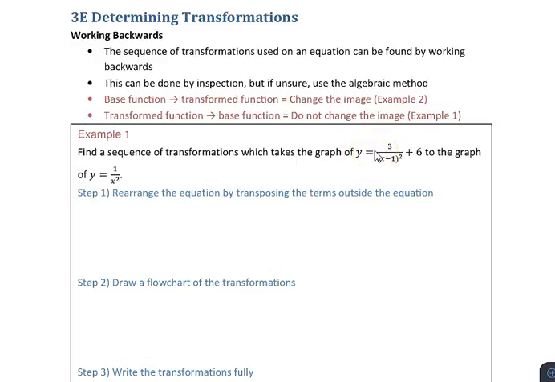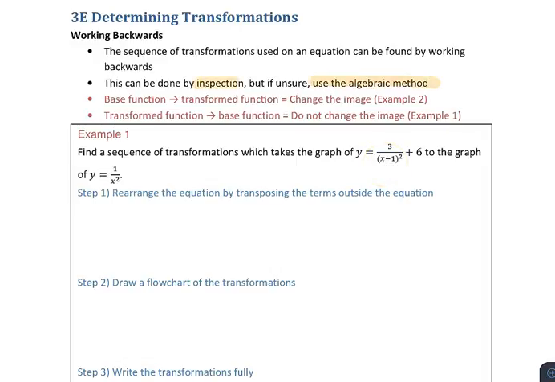Now, we're going to look at two examples. One going in this direction, so from the transformations back to the original, and the other one is going to be from the original to the transformations. And there's, I suppose, one really big difference in that, and that's to do with rearranging the new equation. So we'll have a look at this as we go.